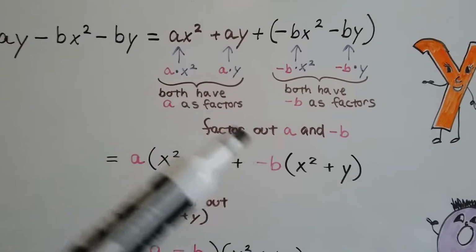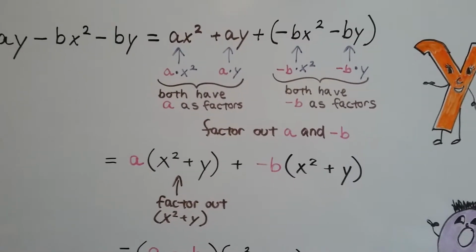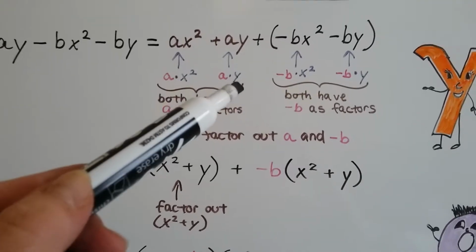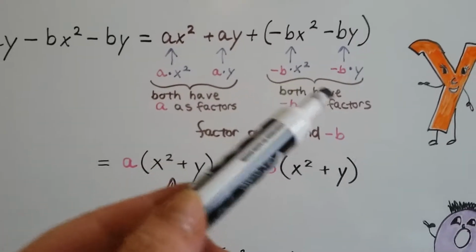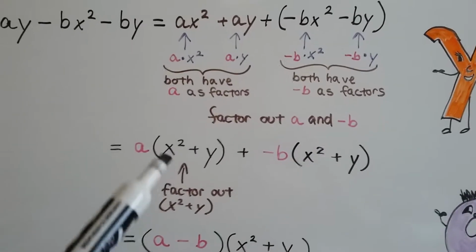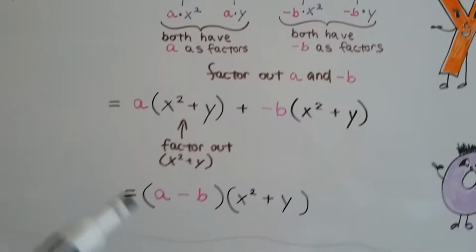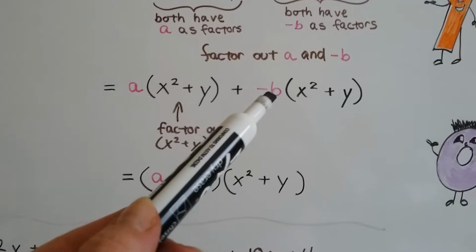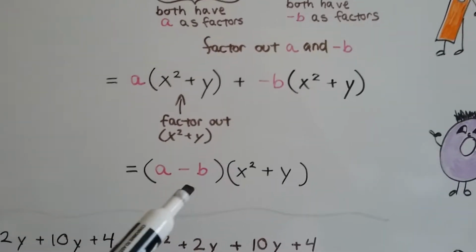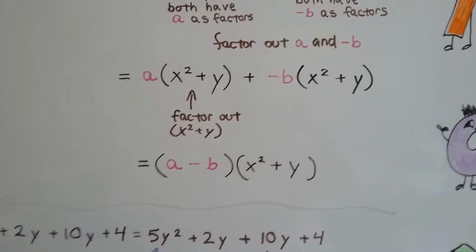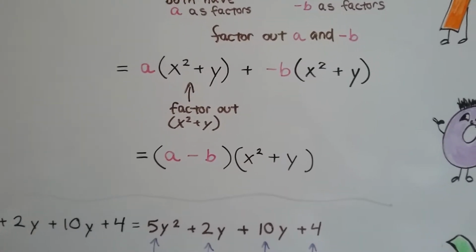So we can factor out that a and negative of b. We put them in the front of the parentheses, and all that's left over in blue is the x squared plus y and the x squared plus y. They go into the parentheses. Now that we have 2 of them, we can factor one of them out. We put our a minus b in the first parentheses and the other x squared plus y in the other one, and we're done. See?